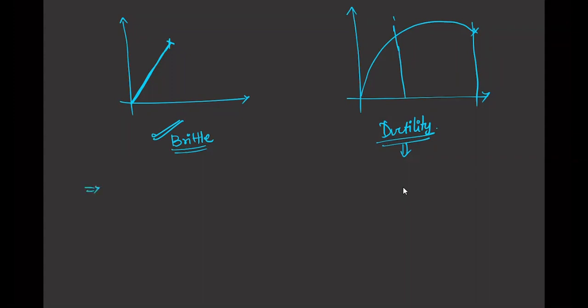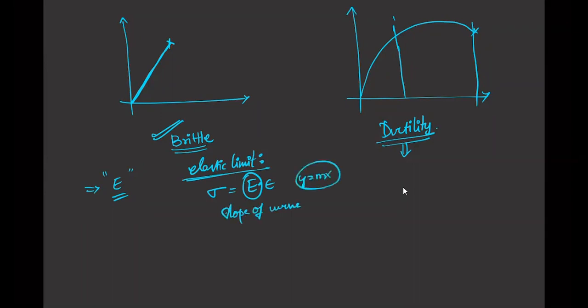One more important thing to think about is the Young's modulus, that is E. If you see in the elastic limit, what is Hooke's law? Sigma equal to E into epsilon, right? So this is nothing but the slope of the curve, correct? Y equal to mx, we just compare with that. The slope of the curve gives us the elastic modulus. This elastic modulus tells us about the resistance to deformation.